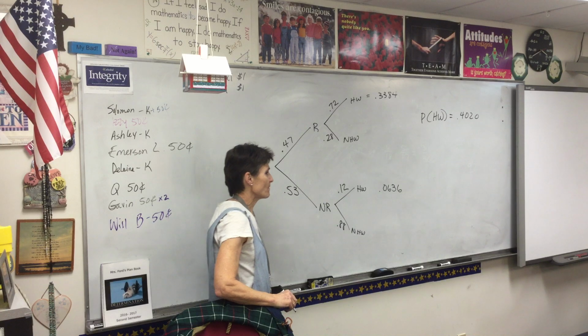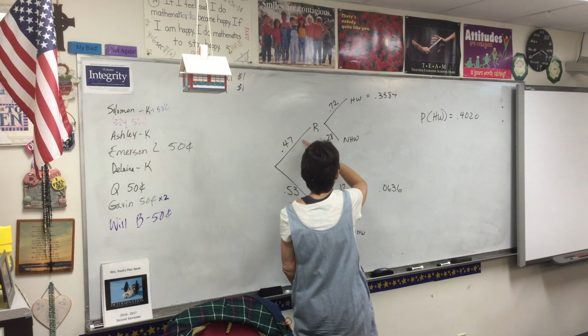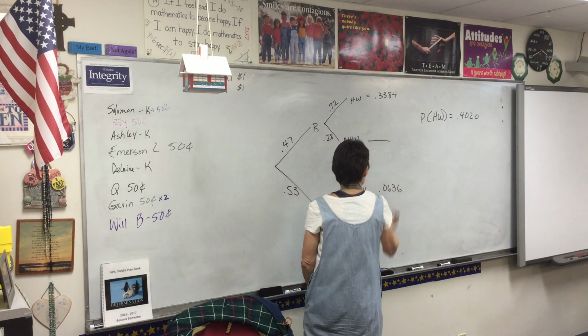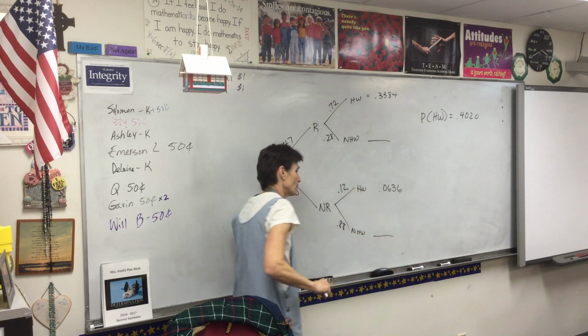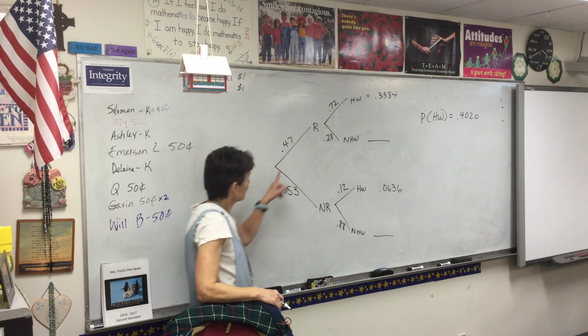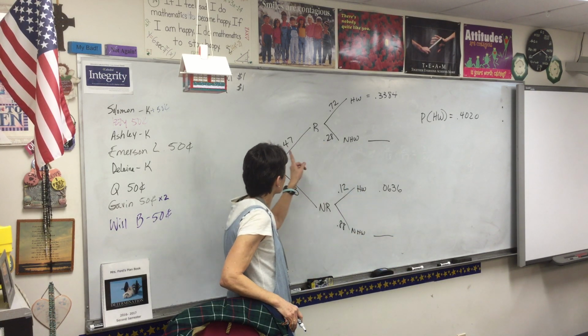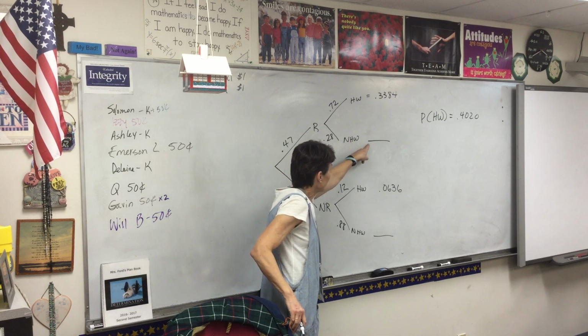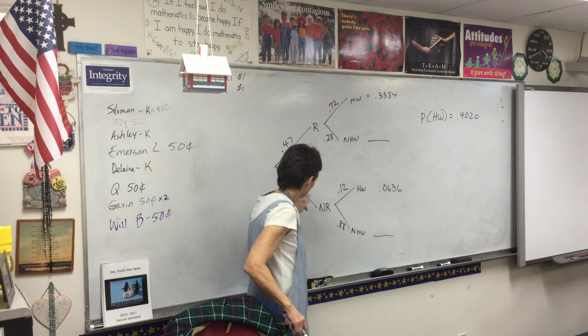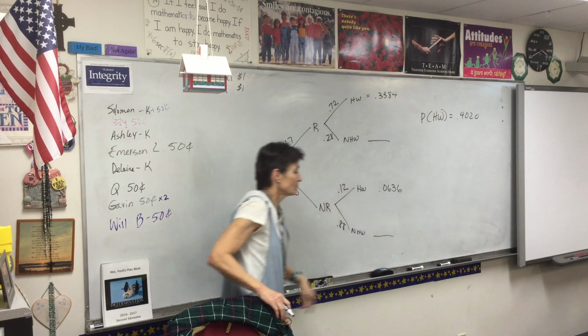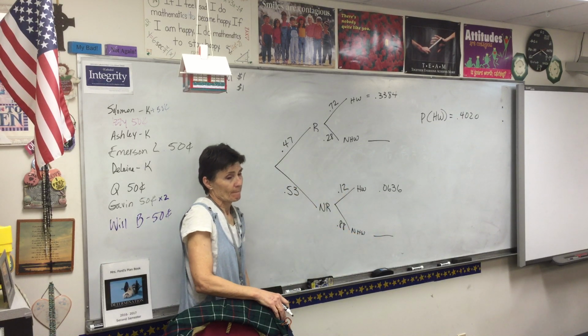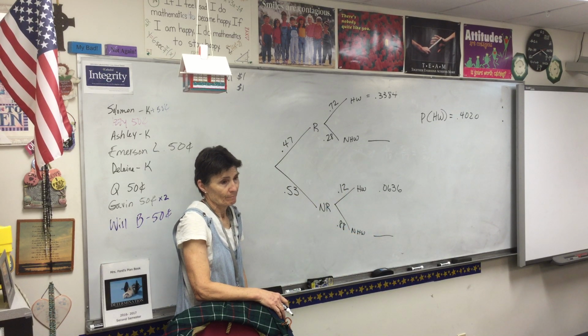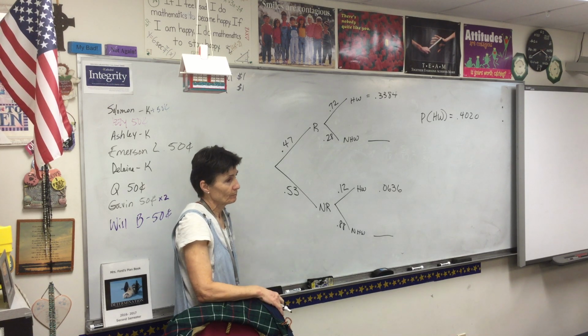Now, just for fun, would you find this probability right here and this probability right here? Do that on your own calculator, please. How do we find these? We multiply along the branch. So multiply those two, get an answer. Multiply these two, get an answer. Will, you too.